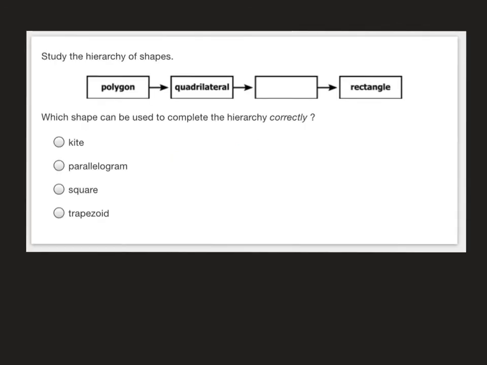All right, this one you're just trying to figure out what is supposed to be going in that space. So this is which shape can be used to complete the hierarchy correctly. It's showing you we're going from polygon, and remember, a polygon is any closed shape with straight sides, specifically to a 4-sided shape, then something in the middle, and then a rectangle. So we can eliminate some things here. We know a square is going to be more specific than a rectangle, so it can't be that. A kite would only go in quadrilateral, but a rectangle wouldn't be underneath it. A trapezoid only has 1 pair of parallel sides, so it could not go there. So it has to be the parallelogram.